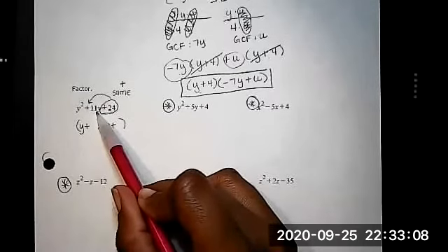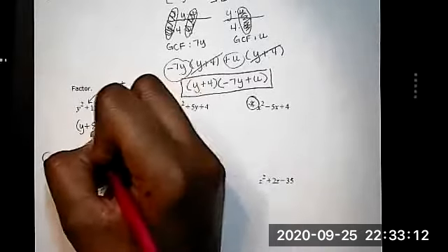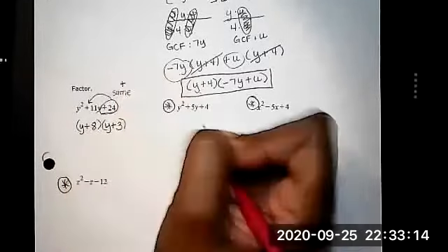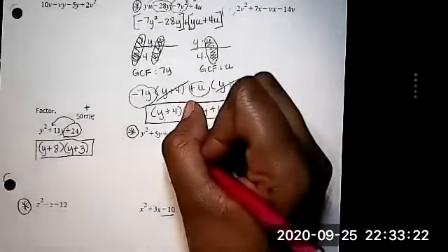Okay? Looks like it's going to be 8 and 3. 8 times 3 is 24, and 8 plus 3 is 11. That is going to be our answer for your factoring. Okay? We didn't have a star by that one. We did that one. Try this one.